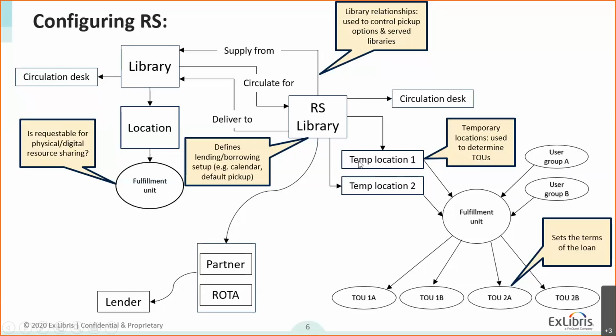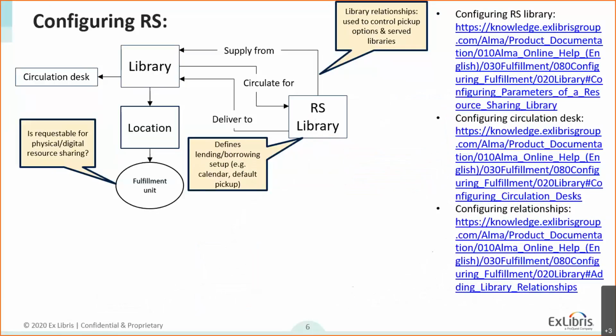So that setup of temporary locations and fulfillment units allows me the same flexibility when dealing with resource sharing loans that I get in Alma for regular loans. So these are all sorts of configurations that are relevant when I decide how to set up my resource sharing configuration. And if we look at this area here, we need to configure my resource sharing library, the circulation desk for that library or in another library, and the relationships.